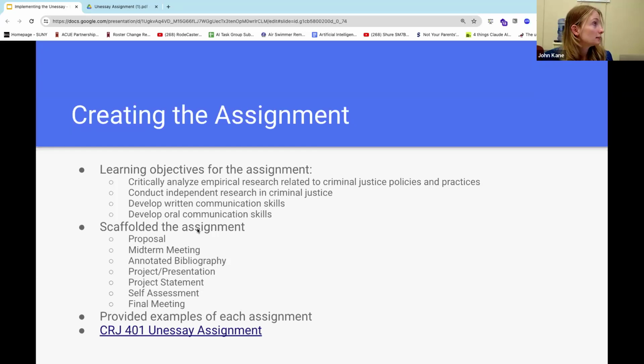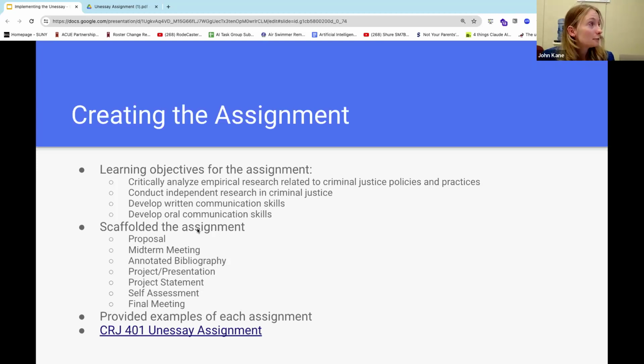But ultimately, the learning objectives for this assignment were the same that I had for traditional papers in previous capstone courses. So it was to critically analyze empirical research related to criminal justice policies and practices, to conduct independent research, and of course, develop those written and oral communication skills. So the same learning objectives I had used for traditional papers just carried over into the Unessay project. There were no changes made in order to adapt the Unessay, just simply a new way for them to express their learning.